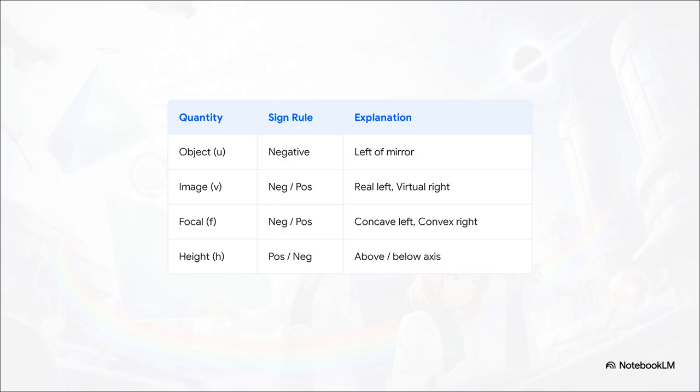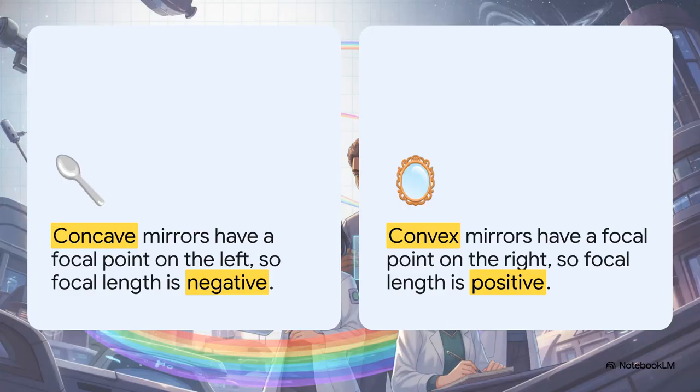Image distance, on the other hand, flips depending on the situation. It's negative for real images that form on the left side, but it becomes positive for virtual images that form behind the mirror on the opposite side, over to the right. And remembering this specific contrast is absolutely vital for your formulas. Concave mirrors have their focal point in front of the mirror, on the left side. Because of that left side rule, a concave mirror always has a negative focal length. Convex mirrors, however, have their focal point behind the mirror, on the right side. Therefore, convex mirrors will always have a positive focal length.